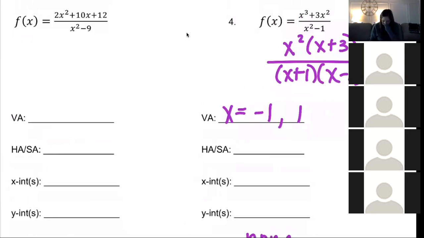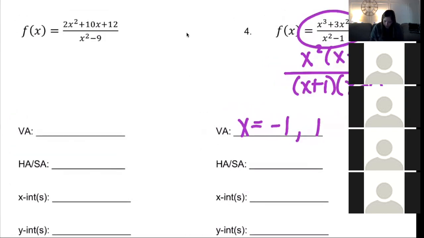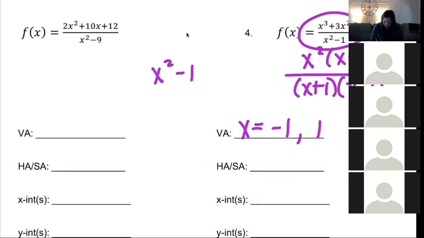And then for a slant asymptote, I would have to use long division because I can't do synthetic because the denominator is x squared, not x. So I'll come over here and do that. I would put x squared minus 1 on the outside. And then x cubed plus 3x squared plus 0x plus 0. Oops, why did I put that up there? It needs to go inside.